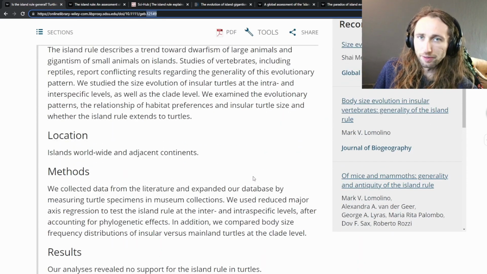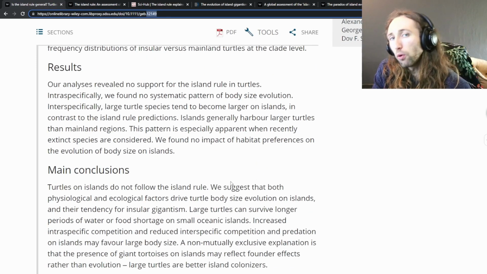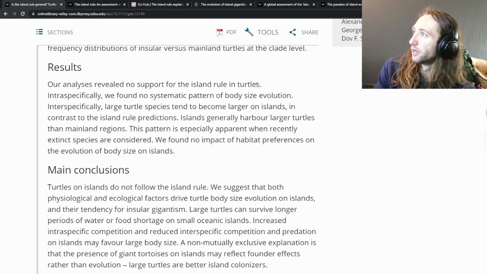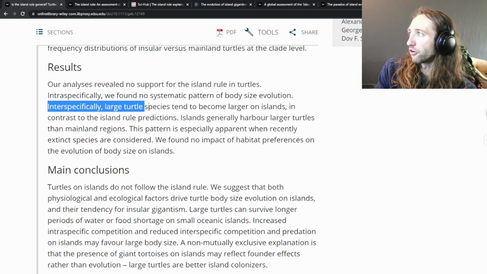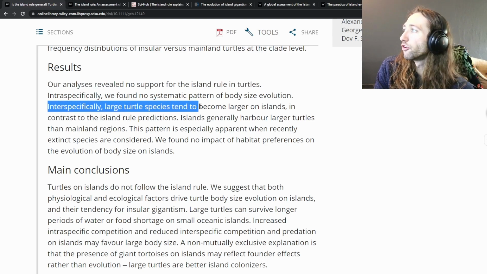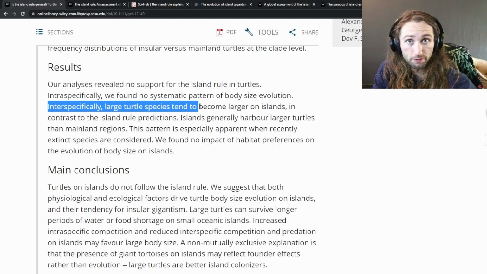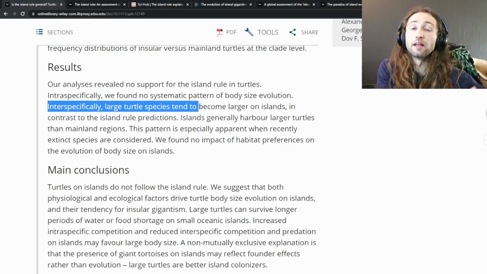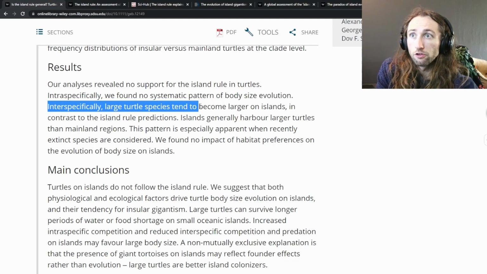And we're not going to dive into the papers. We're not going to dive in too deep. But they found that there was no support for the island rule in turtles, none whatsoever. They found no systematic pattern of body size evolution. And what they found is that large turtle species tend to become larger on islands. Again, the island rule is saying that if it was a smaller species on the mainland, when it hits the island, then it becomes larger. And larger taxa on the mainland then become smaller. So this is directly antithetical to that island rule. It's the opposite of it.